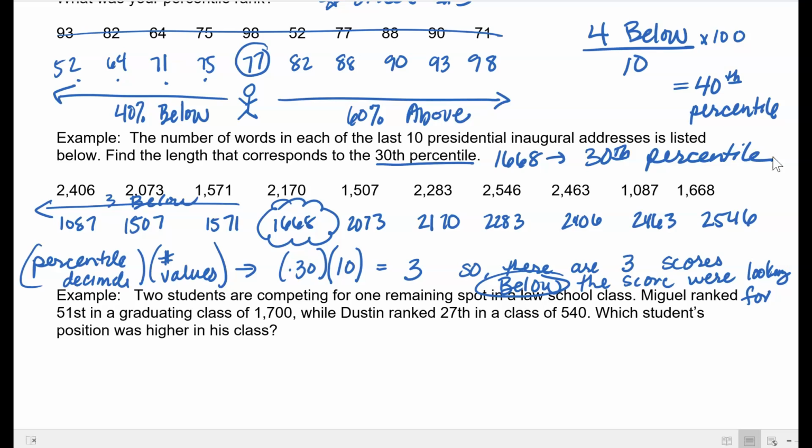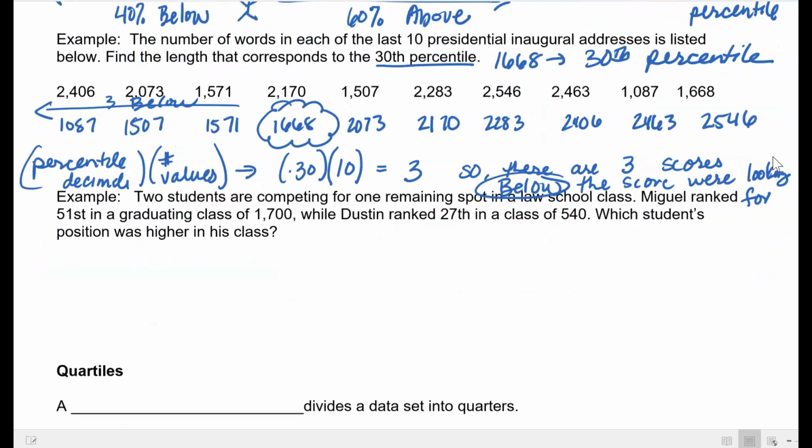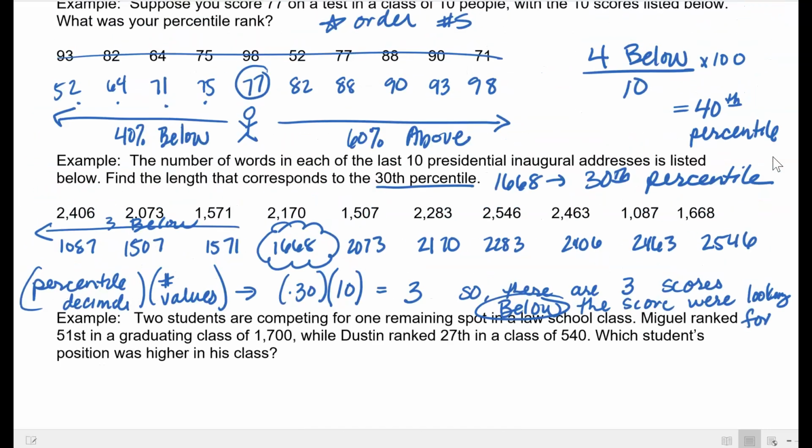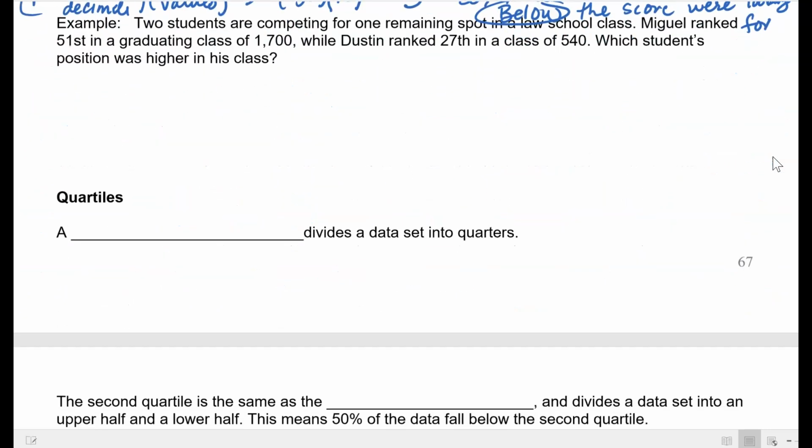All right, so last example with percentiles. And you should find, hopefully, all of your homework questions relate to one of these. In this case, we've got two students competing for one remaining spot in law school class. So they want to figure out basically who's better, who scores better. Miguel ranked 51st in a class of 1,700. So I'm just going to write that down.